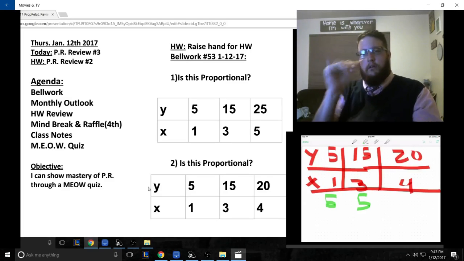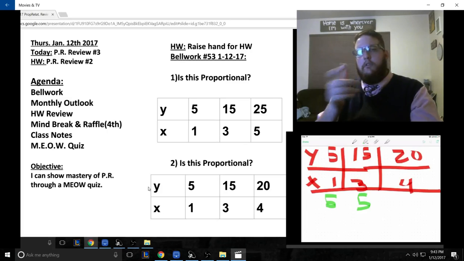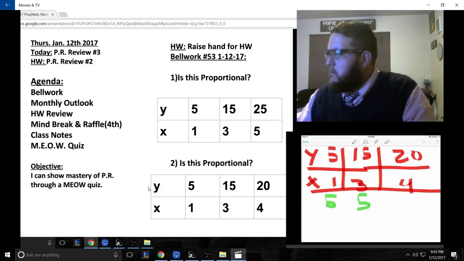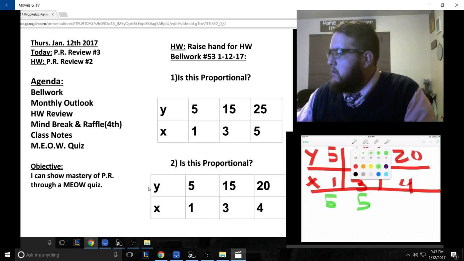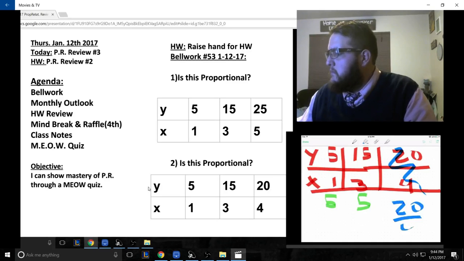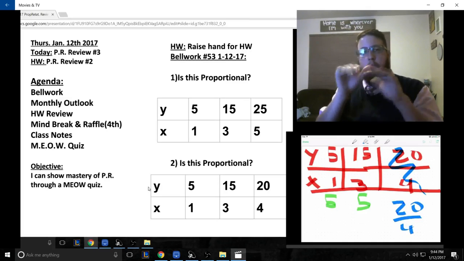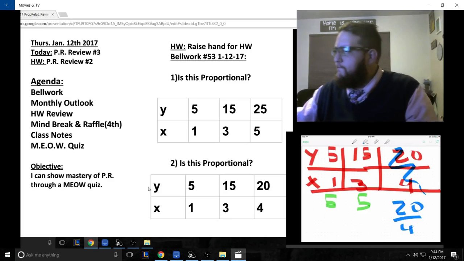We have not, however, done the third set there. So we'll need to set up our ratio once again and find our rate of change. So recall that it is y divided by x. So 20 is our y value, and 4 is our x value. So 20 divided by 4 is also 5.